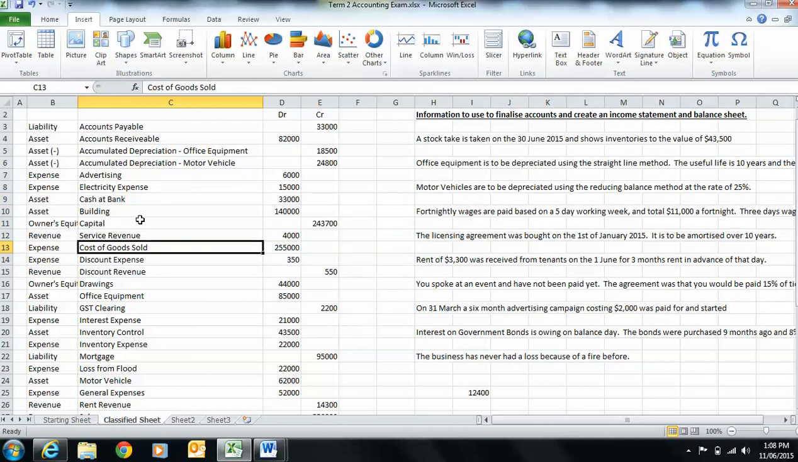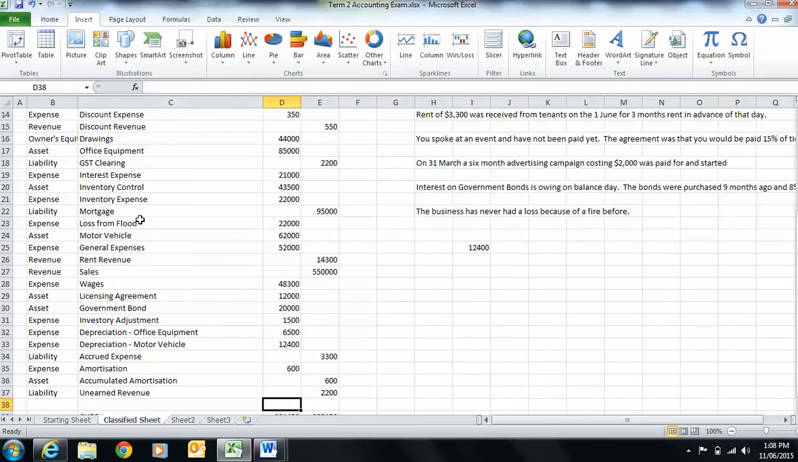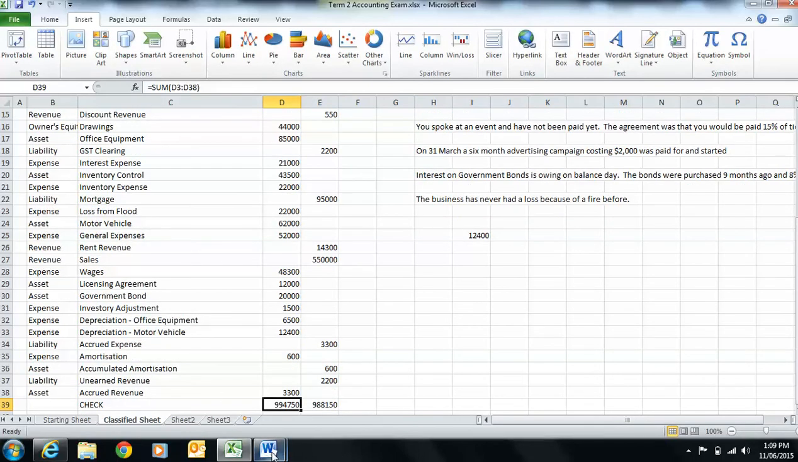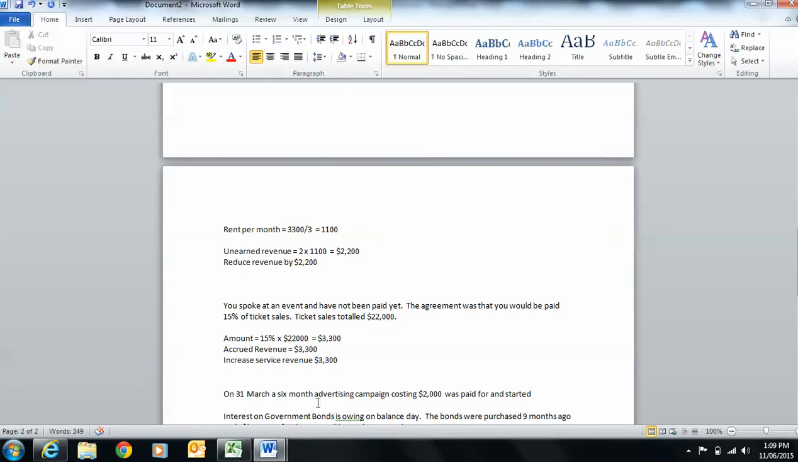Service revenue is $4,000, so we can go $7,300. That's what we've earned for various services. And we've got an asset here of some accrued revenue. And that's going to have a value of $3,300, I think it was. If I can just check back here.